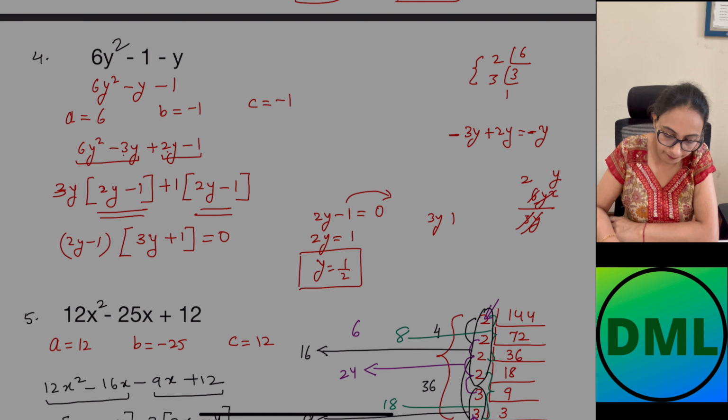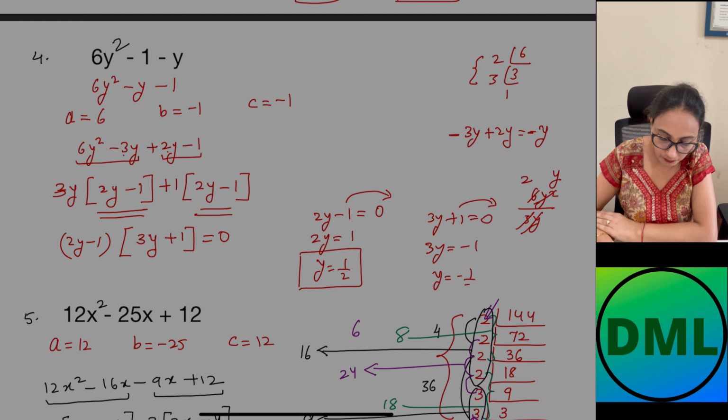Let's put 3y plus 1 is equal to 0. Move this 1 on right hand side. 3y is equal to minus 1. y is equal to minus 1 over 3. This is your second zero of the polynomial.